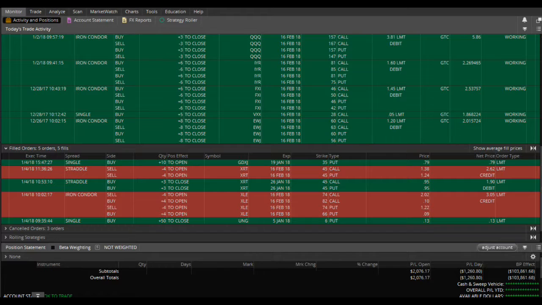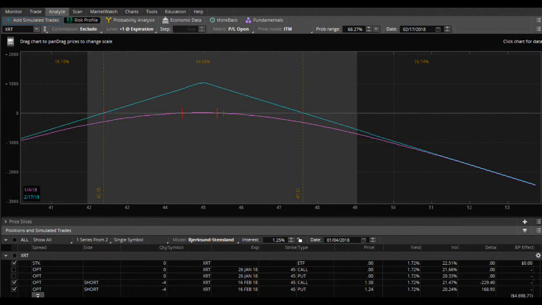Okay, well, without further ado, let's get right into looking at the two XRT trades, XLE and UNG. So here we are in XRT. Let's go ahead and very quickly look at our payout diagram, our risk diagram, and then the chart.